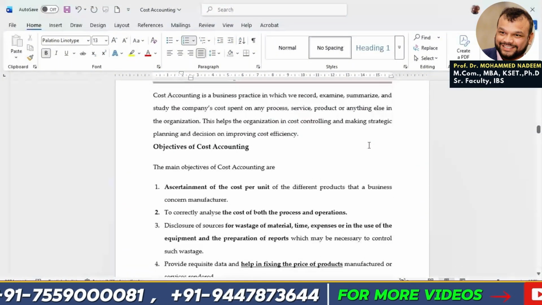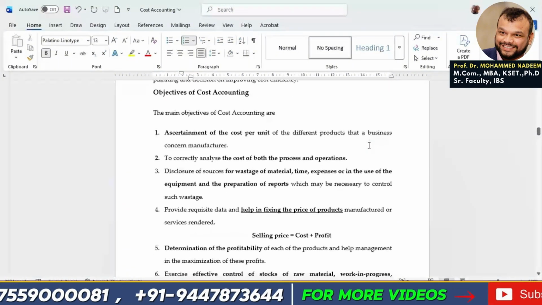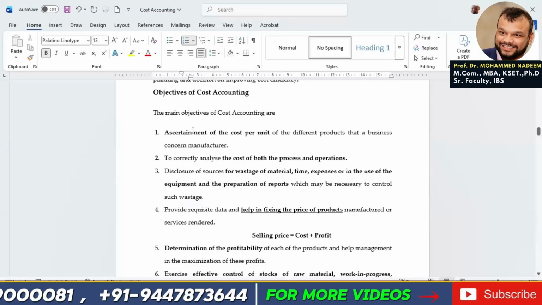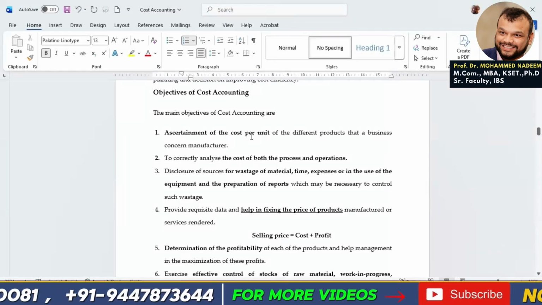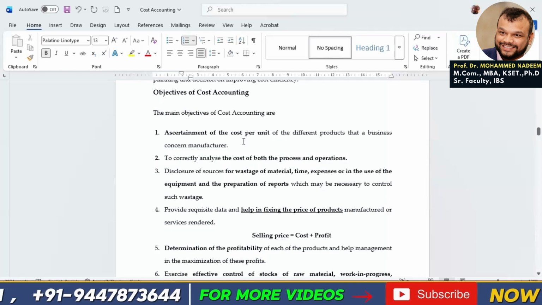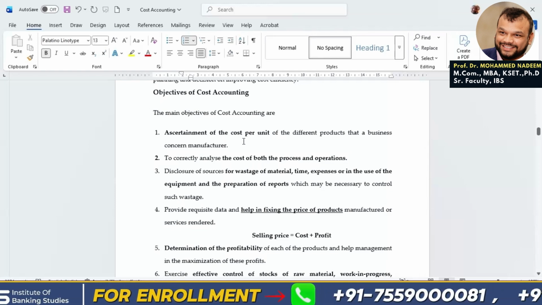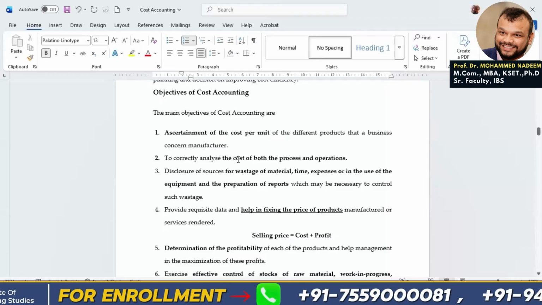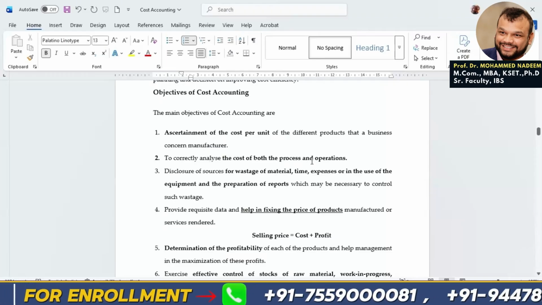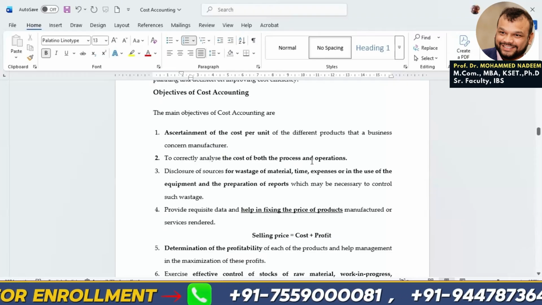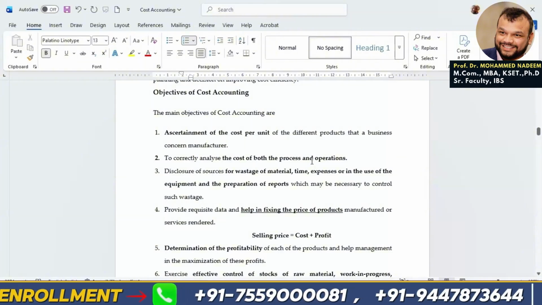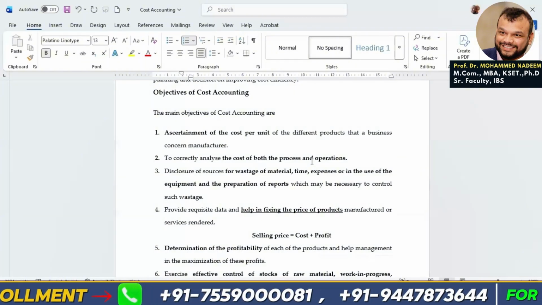Definitions are given by many people here actually. The main objective of cost accounting is to ascertain cost per unit. Next, to analyze both the cost and the process and operation cost. What is the cost of product operation and what is the cost of processing it? So that you should know properly.